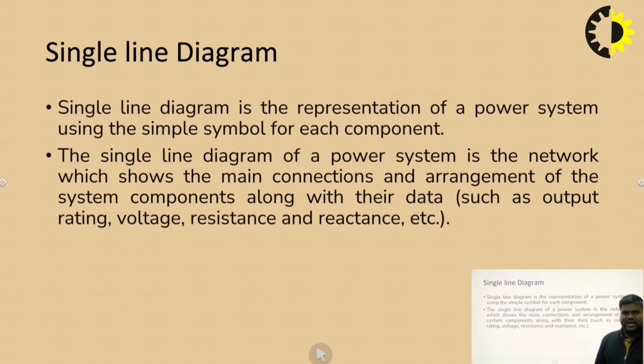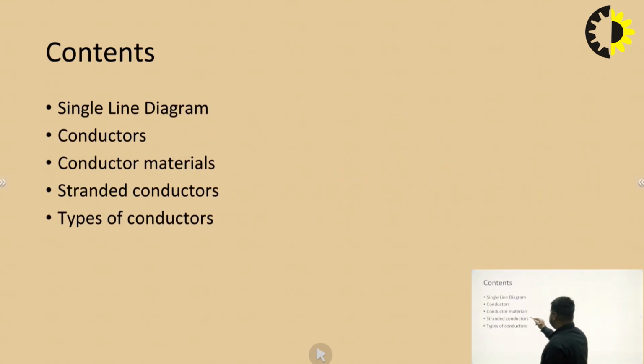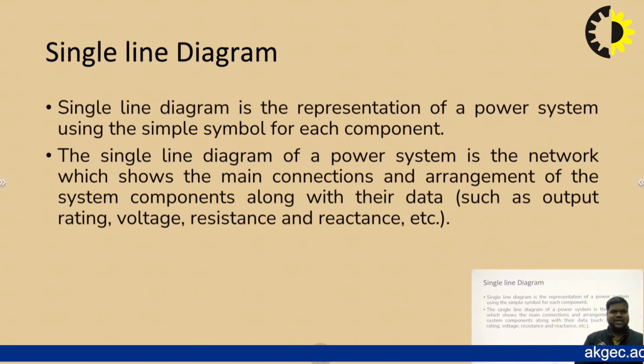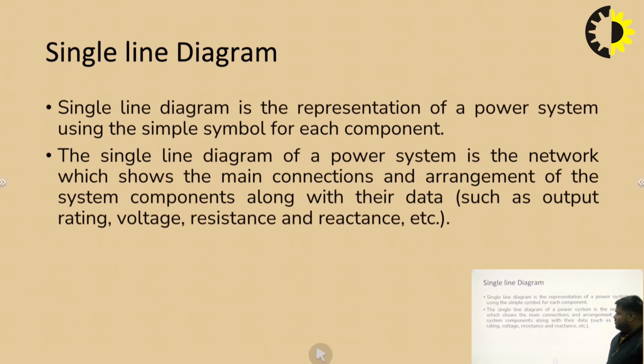A single line diagram, that is a one line diagram, is the network which shows the main connections and arrangement of the system components along with their data such as input, output, voltage, resistance, inductance, capacitance, and all the specifications of the electrical equipment. So we will see the structure of the SLD.